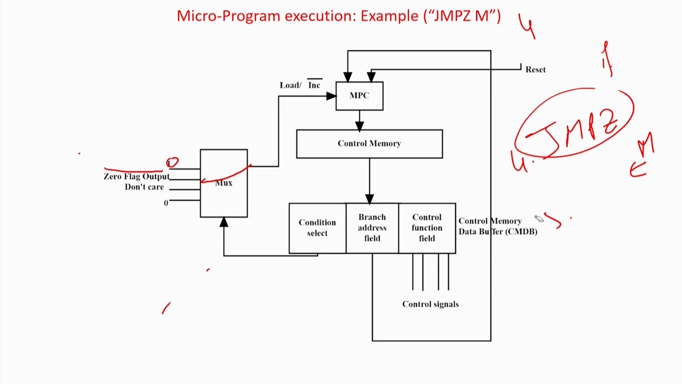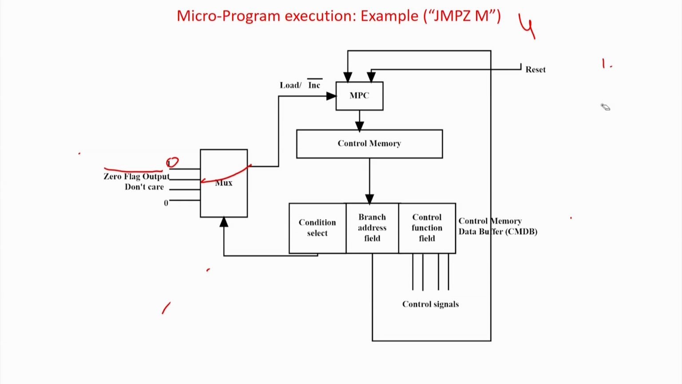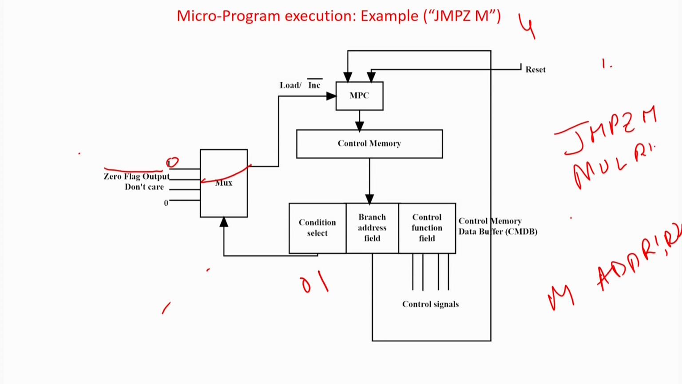Because again, let us look at this example slightly in a more elaborate manner. So what I have done, I have here the condition select as 0, 1 in this case, which is an explicit condition select. Let us assume something here: Jump on Z is M, and this M location may be having add R1 and R2. And the next, in the macro program, you may have mul R1 and R2.